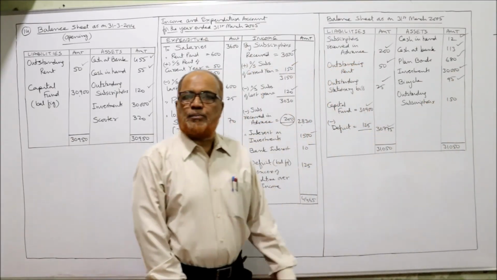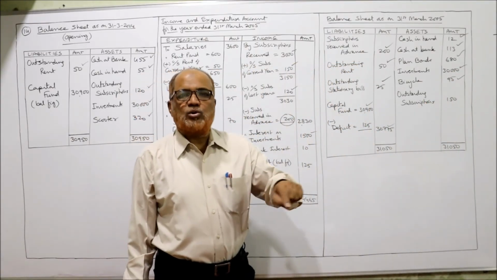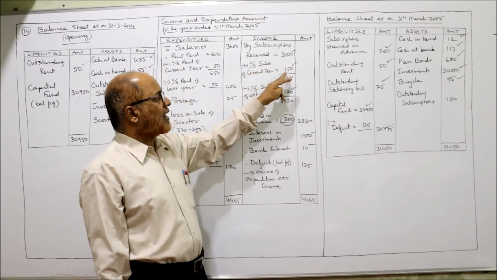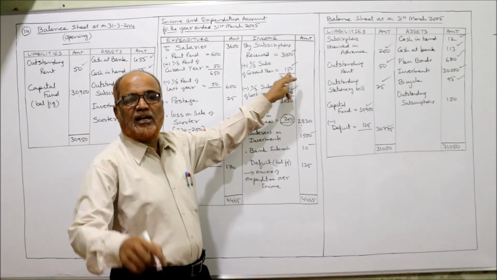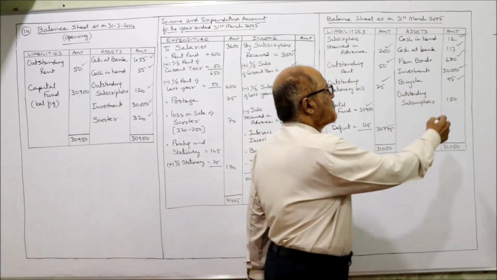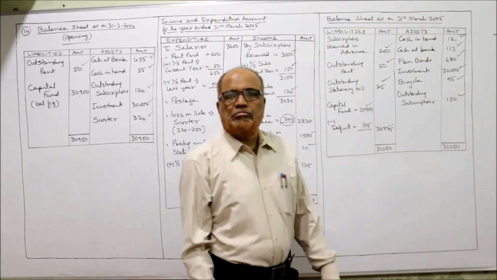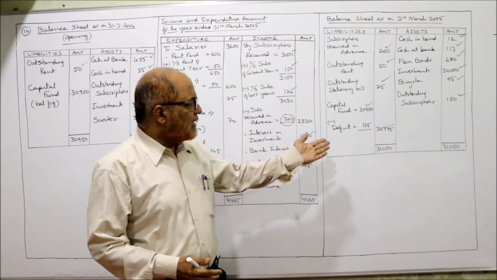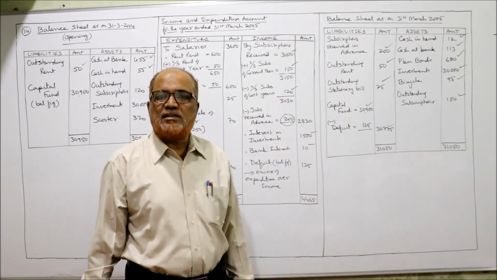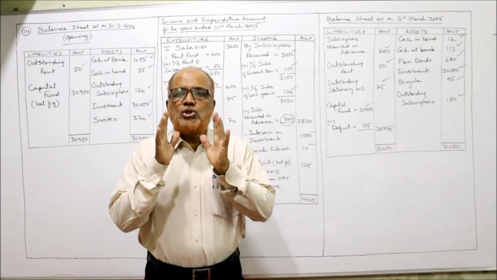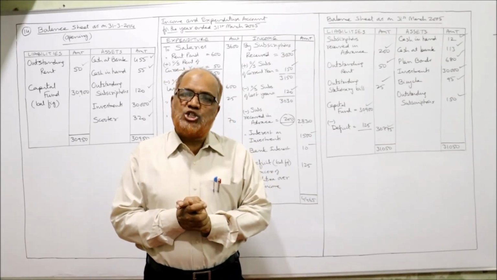Similarly, outstanding subscription. Current year's outstanding subscription is 150. So here outstanding subscription current year will be added. That outstanding subscription should be taken on the asset side. Outstanding subscription 150. That's all. All the items we have taken. So your balance sheet will tally 31,050 on both the sides, assets and liabilities. That's all. So be careful regarding the adjustments.